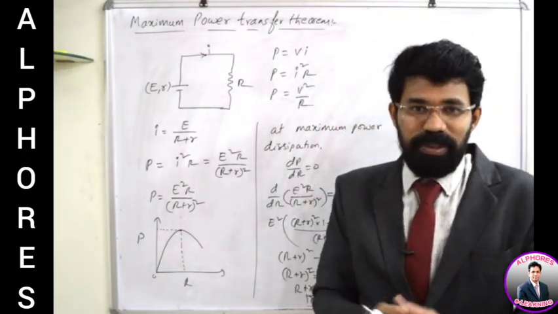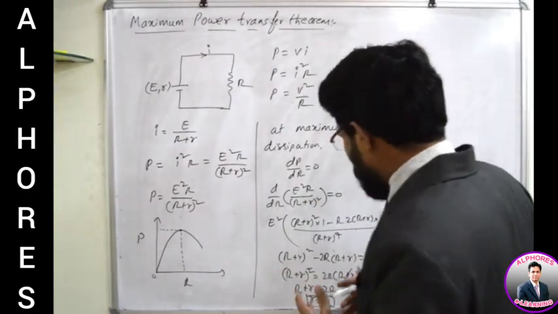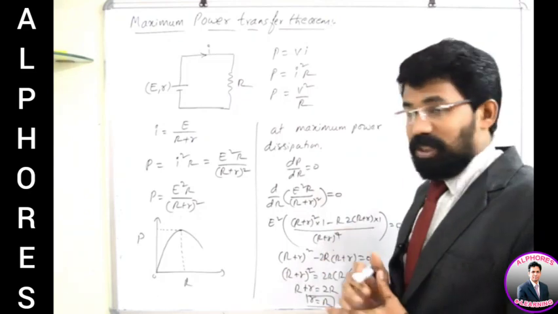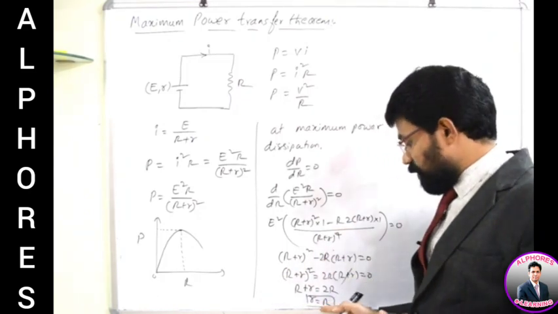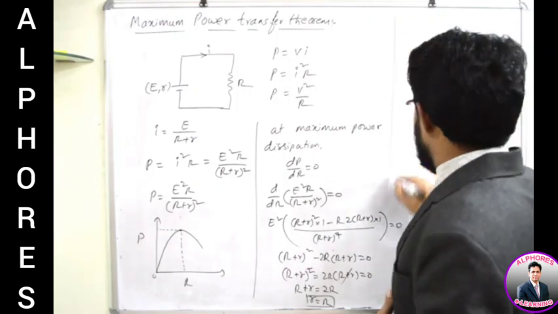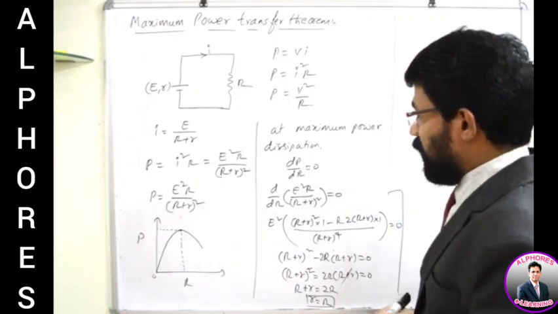Okay, maximum power dissipation. So now we came to know for what value of capital R, for what value of external resistance, the power dissipation will be maximum. It will be maximum if capital R equal to small r. So I'll consider that, and I'll find out how much is that maximum power dissipation.